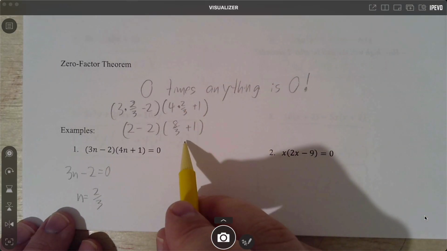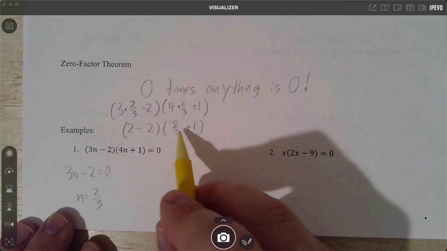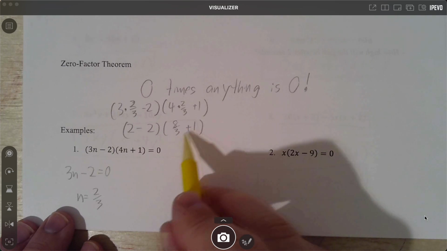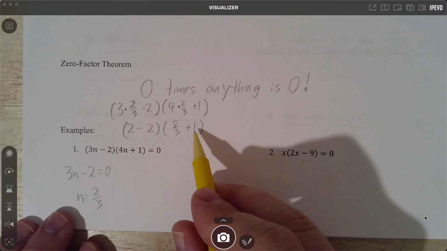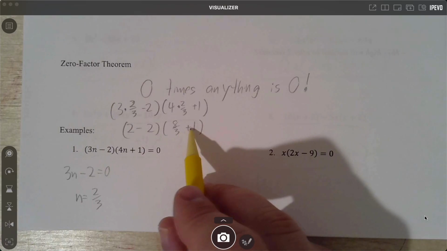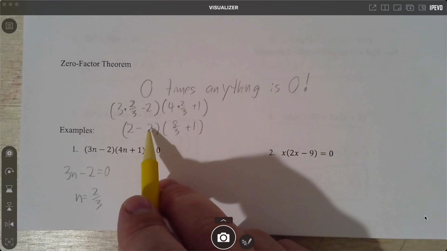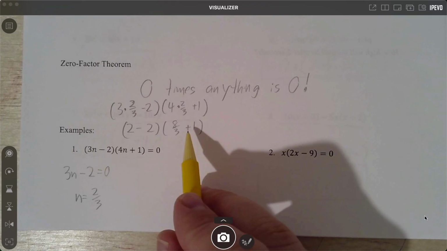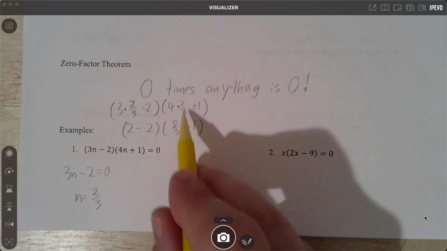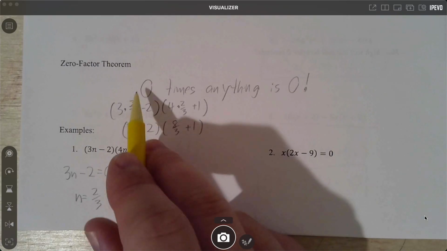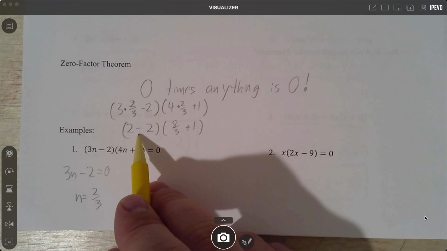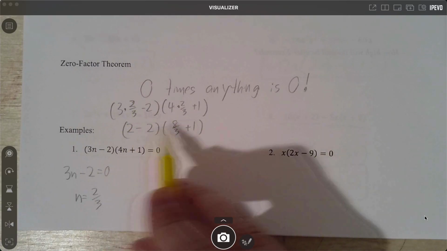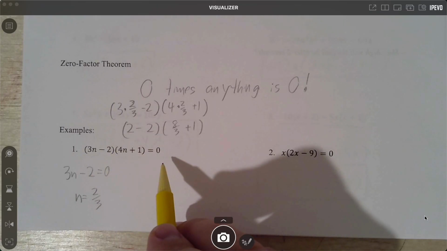Now, the thing is, and this is where we can sometimes get stumped or confused, this is ugly and I don't want to figure out what it is. But the idea is, I don't need to, because 2 minus 2 is going to be 0. And 0 times whatever this ugly fraction is still 0. So I don't need to work out what the right-hand side is, because if the left parentheses is 0, the right parentheses doesn't matter, because they're going to multiply and give me 0 no matter what.